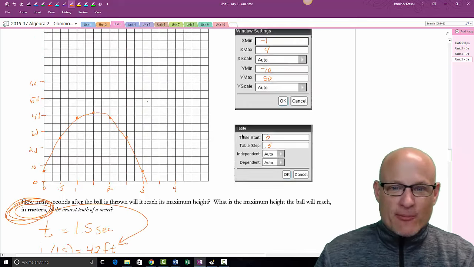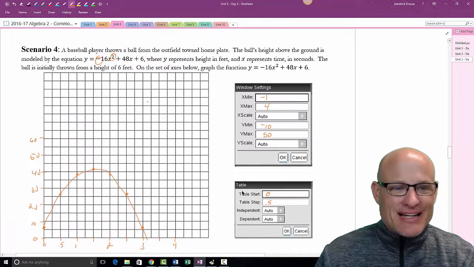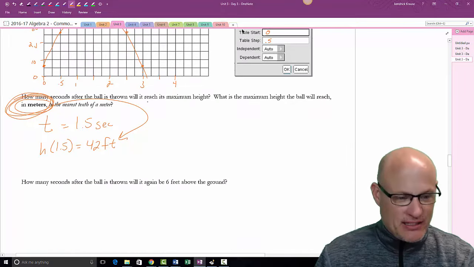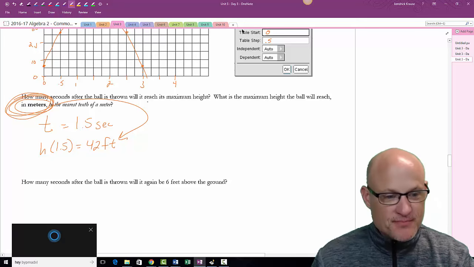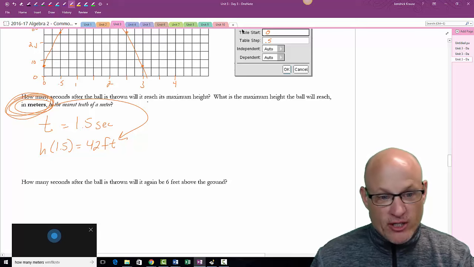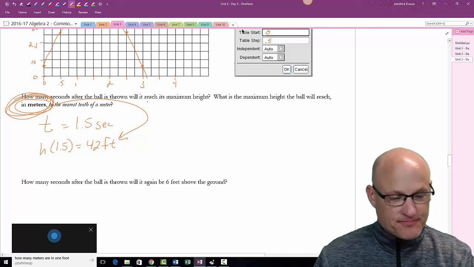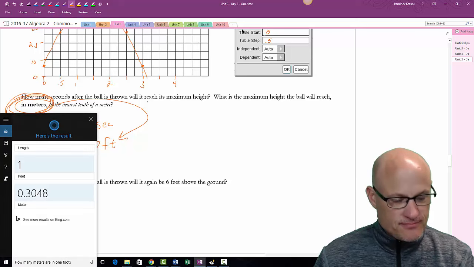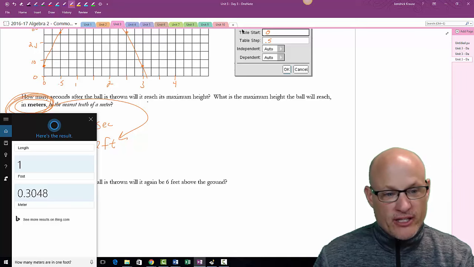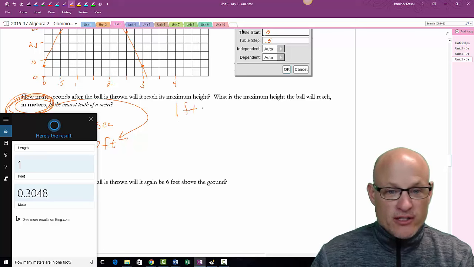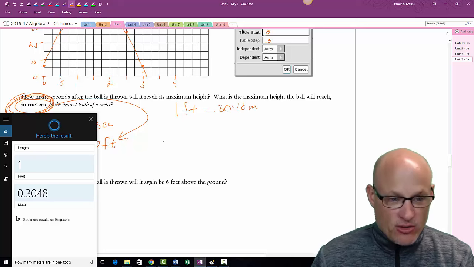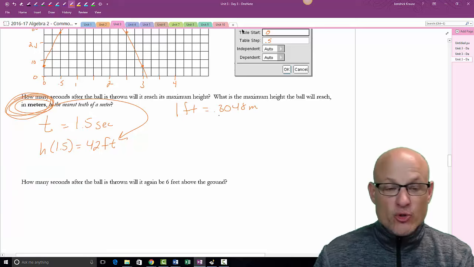So, did I give you any conversions? I probably should have given you a conversion on this. Did not give you any conversions. We can always Google it. Hey, Cortana. How many meters are in 1 foot? 1 foot is approximately 0.3 meters. So there's my conversion. 1 foot equals 0.3048 meters. All right. Thank you, Cortana. That's the new Microsoft Edge.